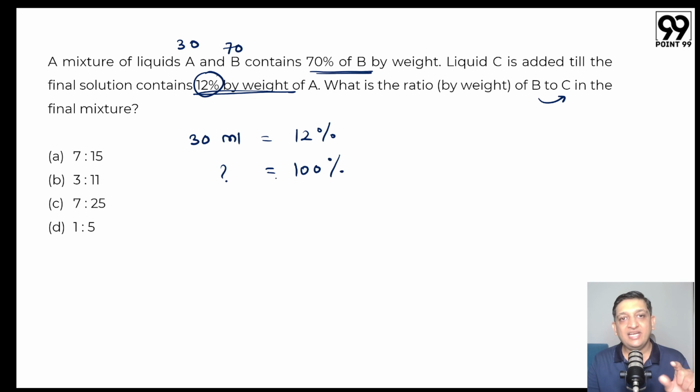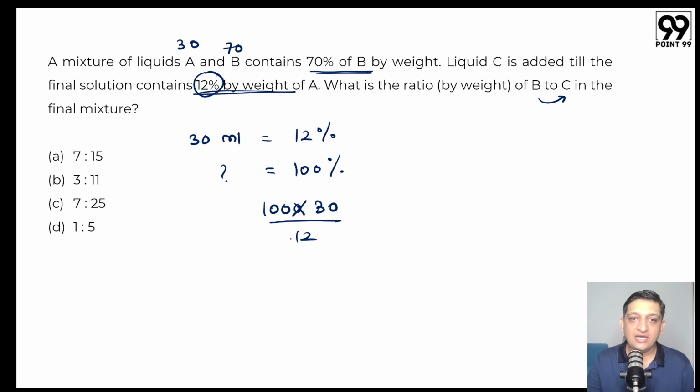Now we will be able to get this by cross multiplication. If 12 parts correspond to 30, then 100 parts correspond to what? So I'll be able to get this as 100 into 30 divided by 12. 6 2s are 12, 6 5s are 30. You will be able to cancel this and you'll be getting a 50. 50 into 5 gives me a 250, which means that the final solution is of 250 ml.